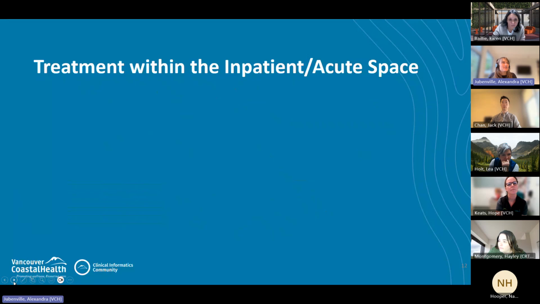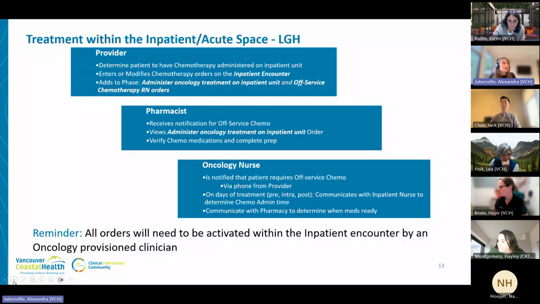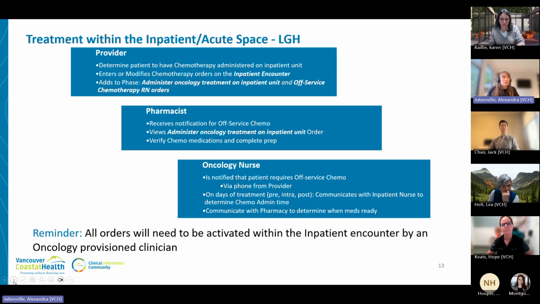Okay. So now we're going to discuss treatment within inpatient acute spaces. So again, this is LGH. Just a high level workflow of what that would look like for patients receiving treatment in the inpatient space. The provider would determine that the patient is to have chemotherapy administered on the inpatient unit. They will enter or modify the chemotherapy orders on the inpatient encounter. They will add the phase administer oncology treatment on the inpatient unit and an off-service chemotherapy RN order.